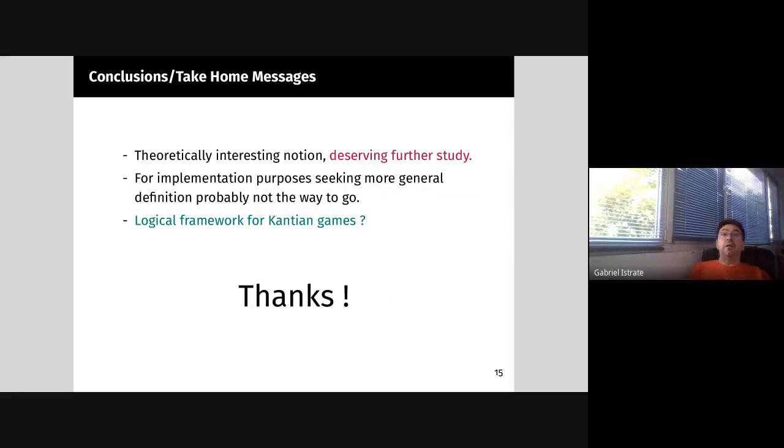To conclude, I hope that I convinced you that Kantian equilibria are a theoretically interesting notion that certainly deserves further study. Probably seeking more general definitions of Kantian equilibria is not the way to go if we're looking for an implementable notion. Finally, an open problem that I want to raise here, there are several other open problems in the paper, is that of coming up with a logical framework for Kantian games. What I mean by that is that in our case, the payoffs were sort of given, and it would be interesting to have payoffs result from some sort of logical specification of the way a world is satisfying agent goals.